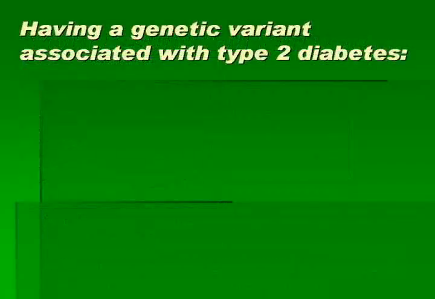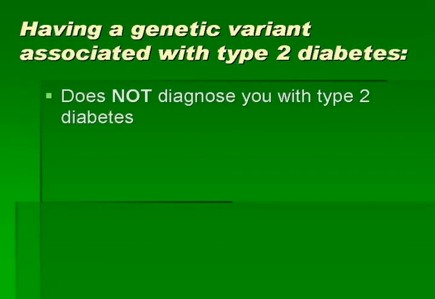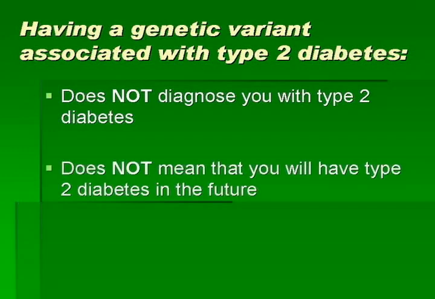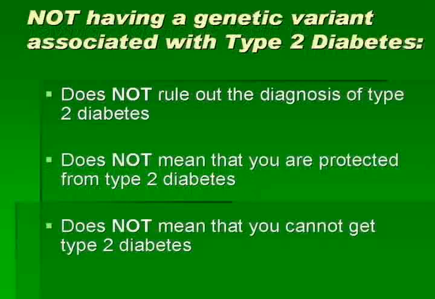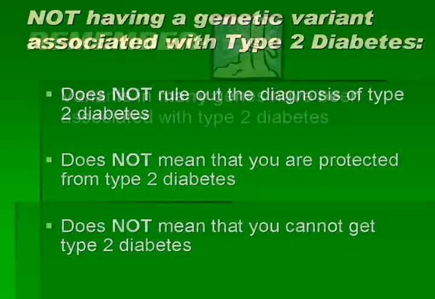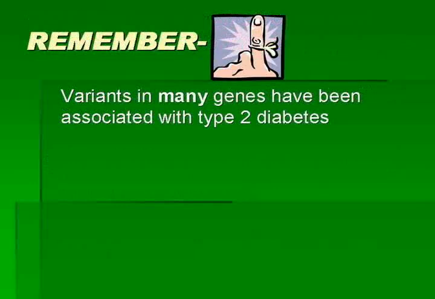Learning that you have a genetic variant that has been associated with type 2 diabetes does not diagnose you with type 2 diabetes and does not mean that you will develop type 2 diabetes in the future. It means that your genetic risk, due to the specific variant, is higher than for people who do not have the variant. Learning that you do not have a genetic variant associated with type 2 diabetes does not rule out the diagnosis of type 2 diabetes and does not mean that you are protected from or that you will never get type 2 diabetes. It means that your genetic risk due to the specific variant is lower than people who do have the variant.